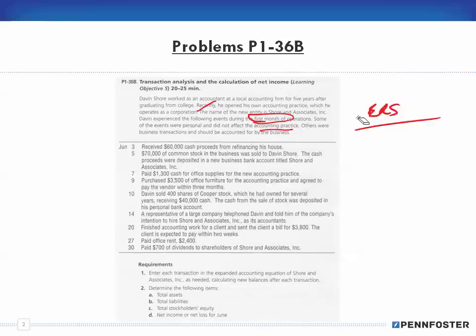All right, so let's see here. It says some were personal and did not affect the accounting practice. Others were business transactions and should be accounted for by the business. So here are the transactions, and then it says requirements. Enter each transaction in the expanded accounting equation as needed and calculate new balances for each transaction.